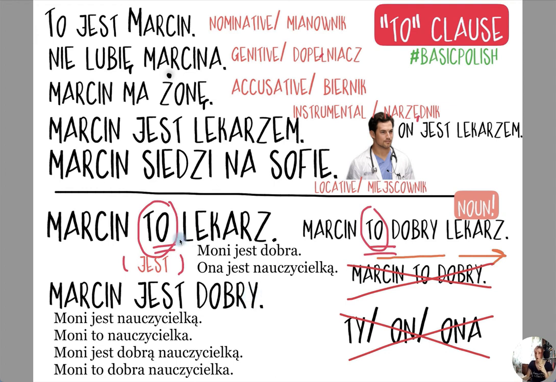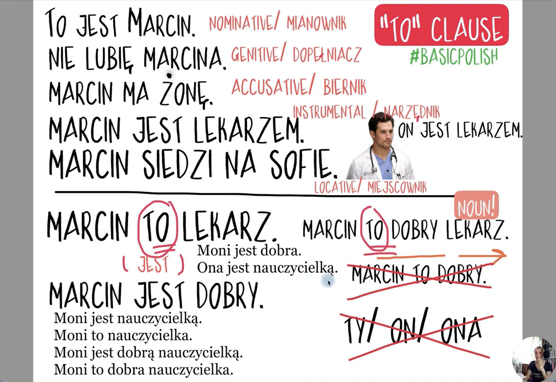If you use the to clause, right, you need a noun. Marcin to lekarz. Marcin is a doctor. You can describe this noun by throwing in an adjective. Marcin to dobry lekarz, but you need that noun there, right? Okay? And you cannot replace the noun, so the subject you're talking about, in other words, by using the personal pronoun he or she or it.